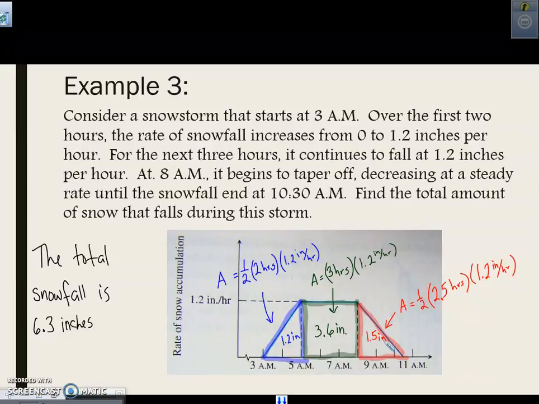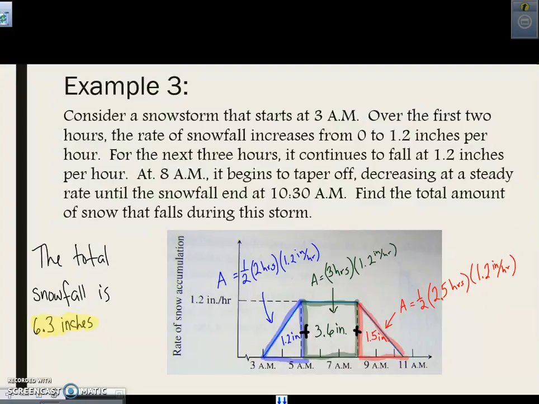And then we have another triangle. 1/2 times base times height. So 1/2 times 2.5 hours times 1.2 inches per hour. And notice that we have 2 hours and a half. That's why I put 2.5 hours. So we pretty much add these and we get that the total snowfall is 6.3 inches. So the answer is in inches.